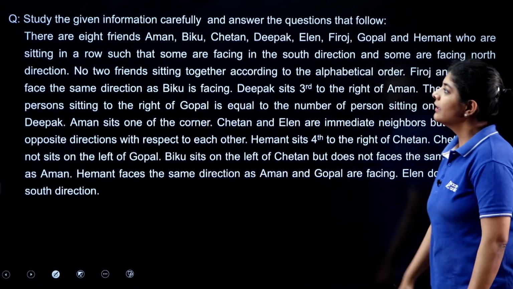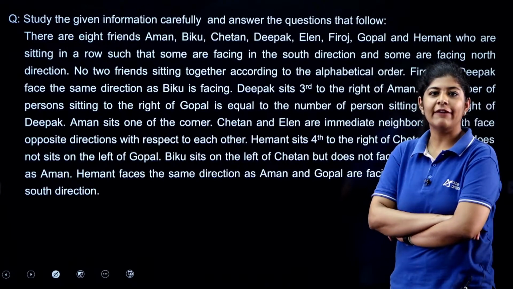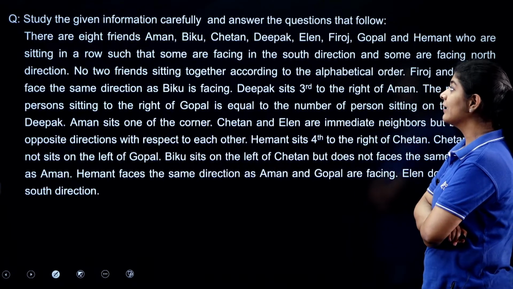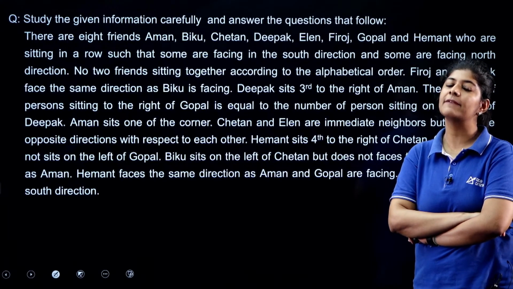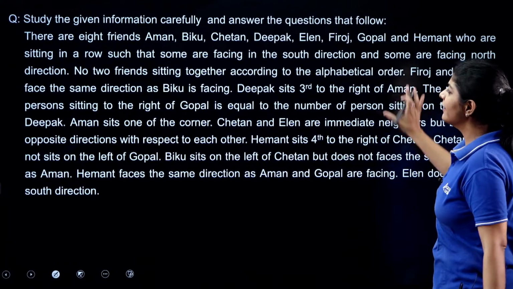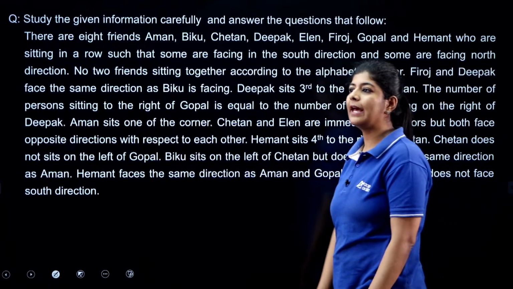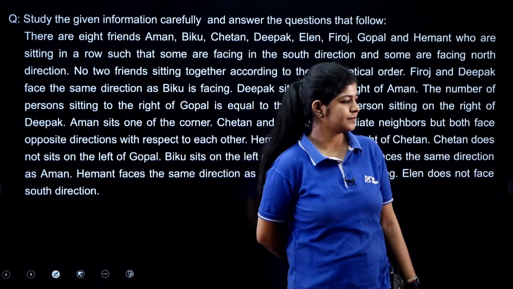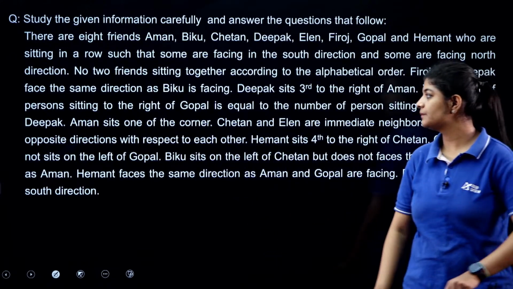Next, the next one is again a very small puzzle. We have 8 friends who are sitting in a row, and a few of them are facing in the south direction and a few of them are facing in the north direction. Here we have some data, and accordingly we have to prepare our arrangements. Now just simply try to solve this particular question.